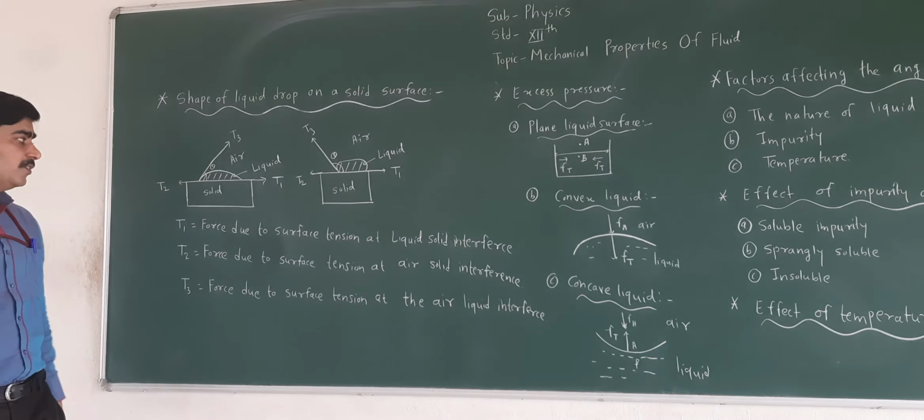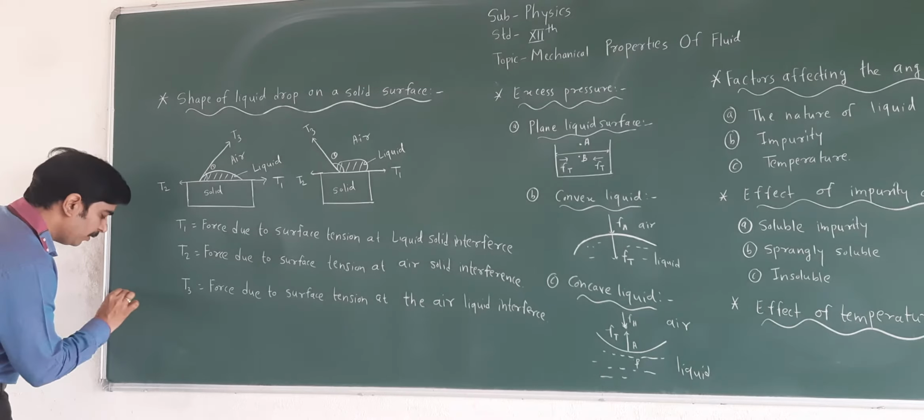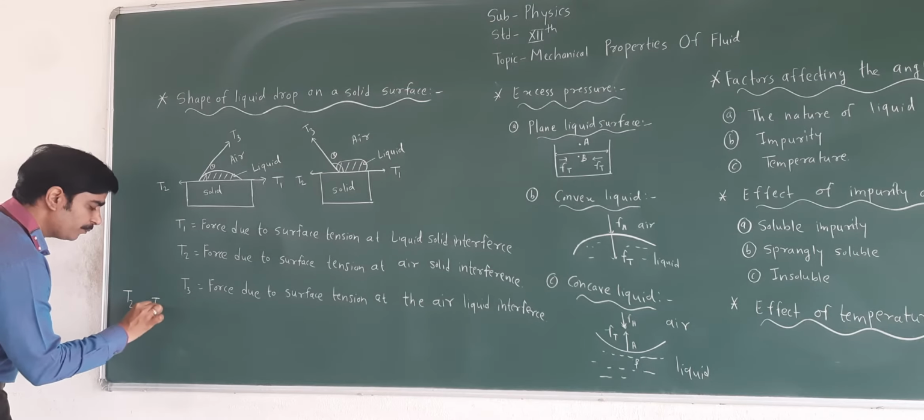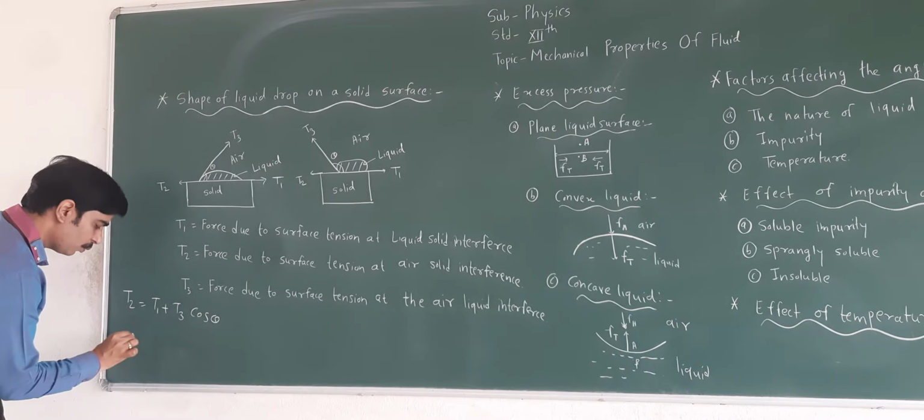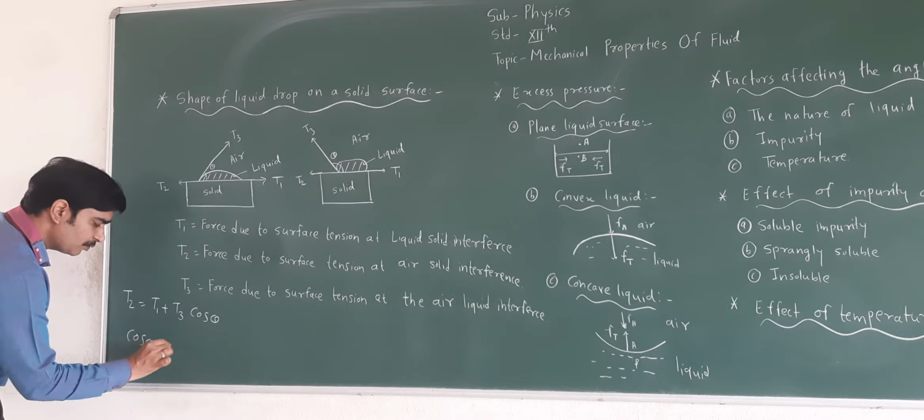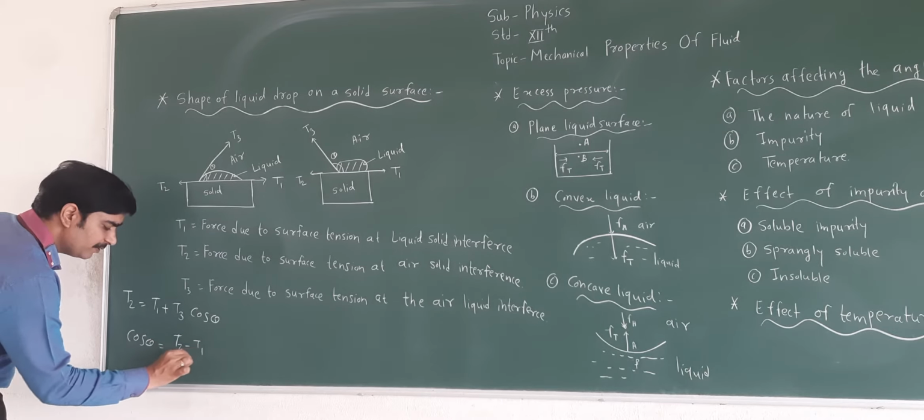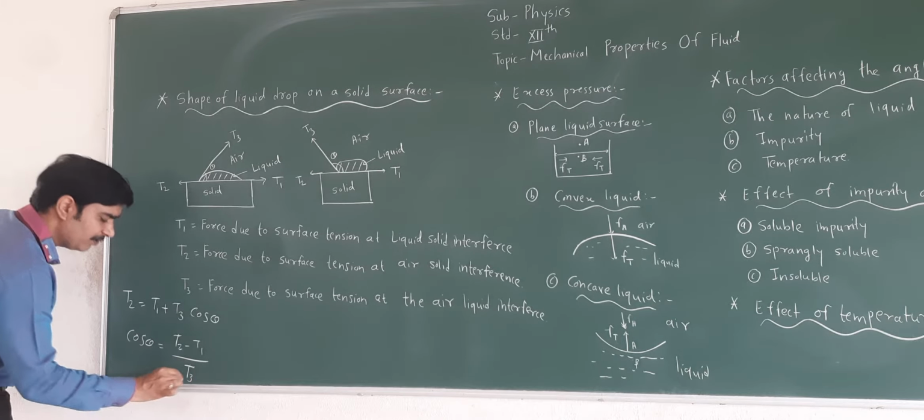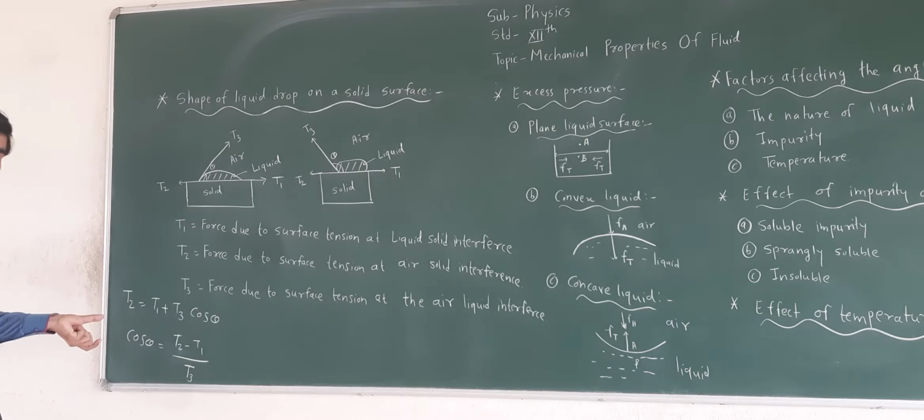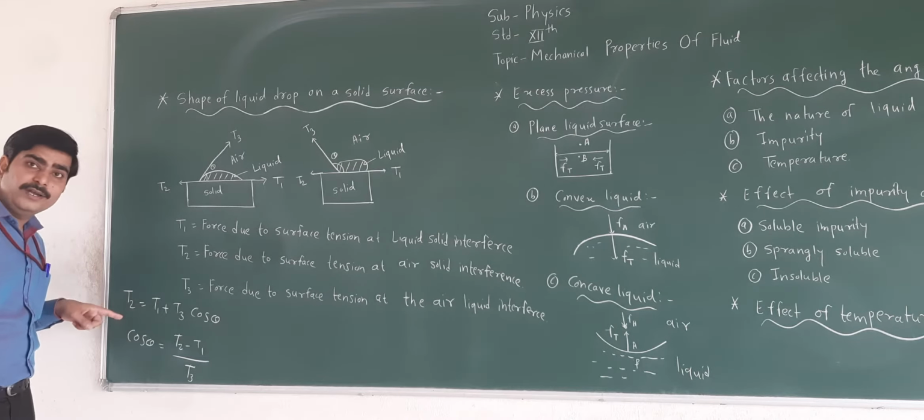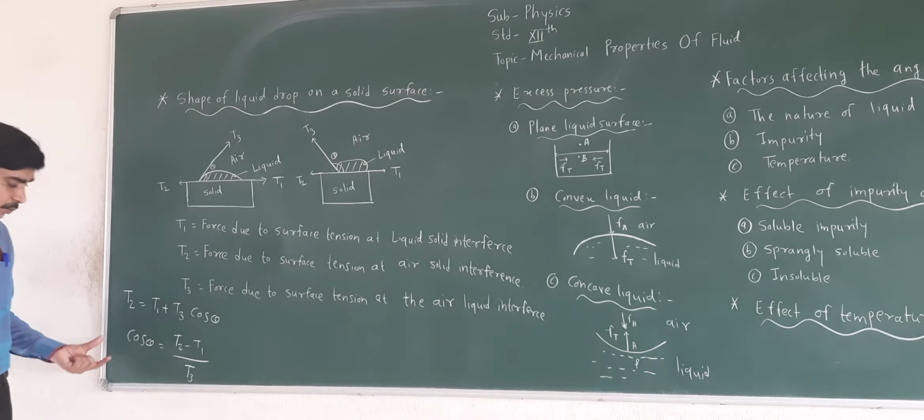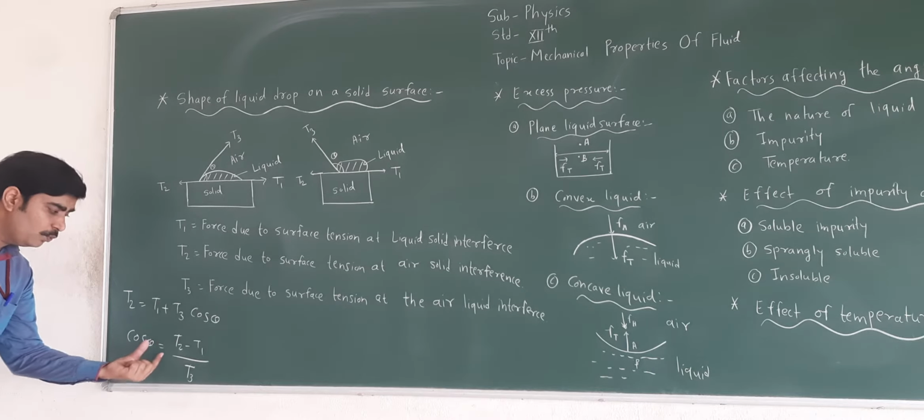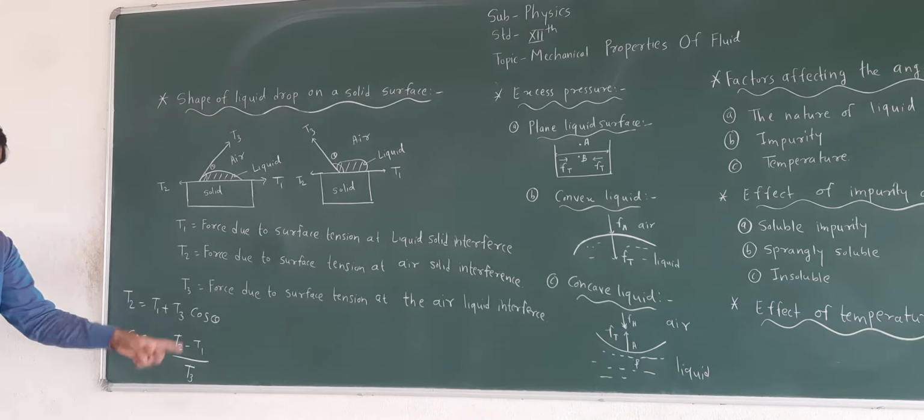What is the important condition here? The important mathematical equation is T2 is equal to T1 plus T3 cos theta. So cos theta is equal to T2 minus T1 upon T3. Friends, this condition is very important. What I have written: T2 is equal to T1 plus T3 cos theta, so cos theta is equal to T2 minus T1 upon T3.